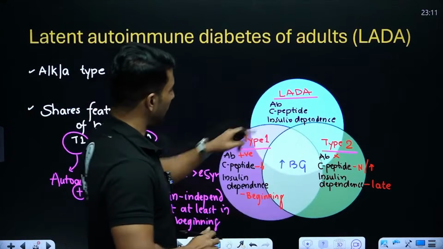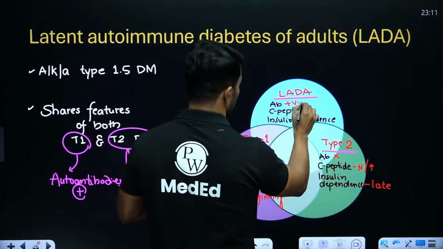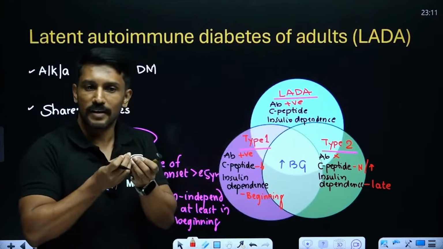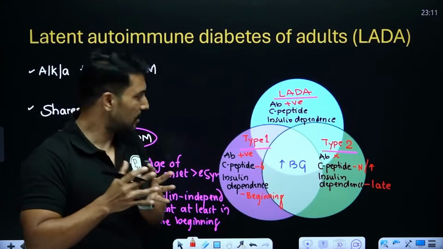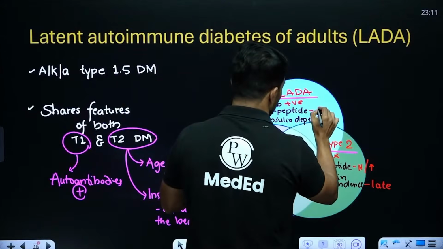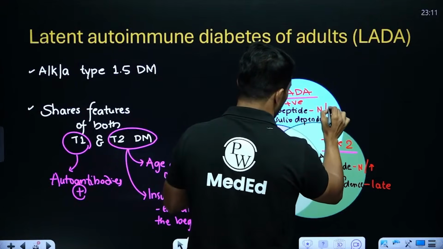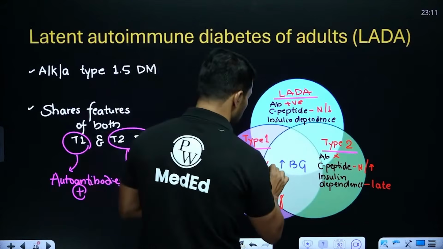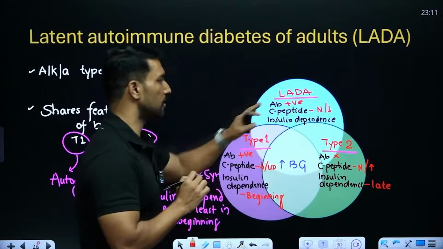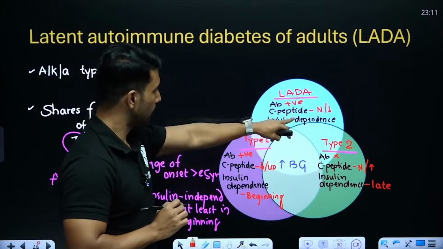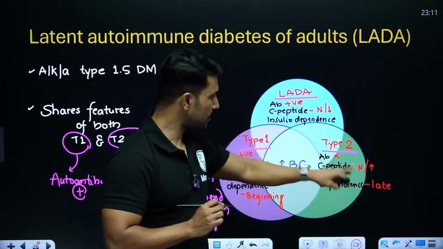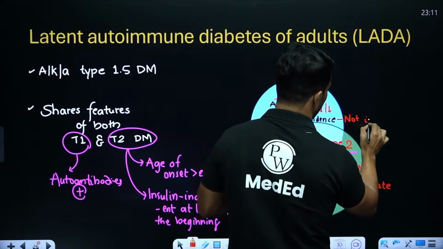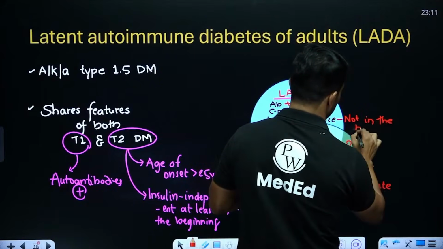In LADA, antibodies will be positive. So it is sharing that with type 1. C-peptide levels, because I am detecting it at a stage where some amount of beta cell mass is still there, may be normal or low, but not undetectable. But in case of type 1, it is usually undetectable, right? It's critically low. Insulin dependency, in type 1, it is from the beginning. In type 2, it is late. In LADA, it is at least not in the beginning.